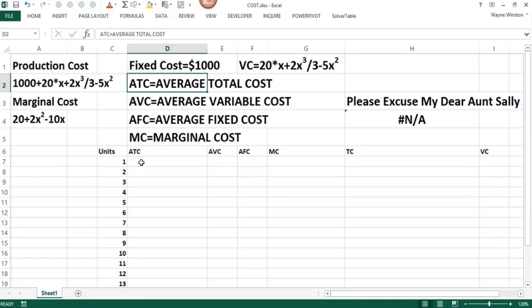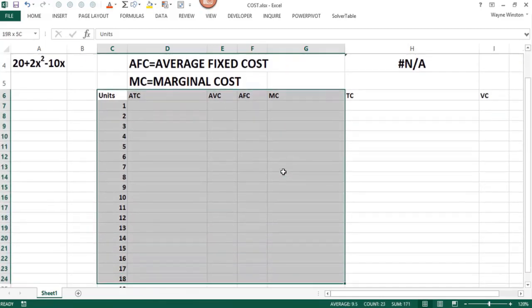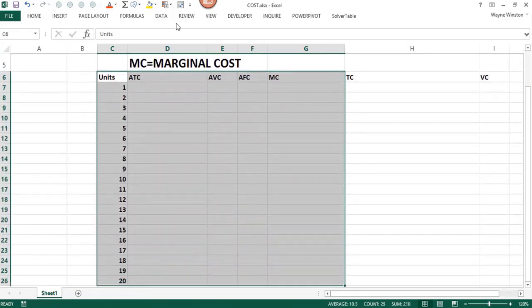So let's see if we can figure out how to compute all these quantities and then graph them. You simply would select these 5 columns. It's going to be what you're going to want to graph. And then go to Insert and pick the type of graph that you're going to want.